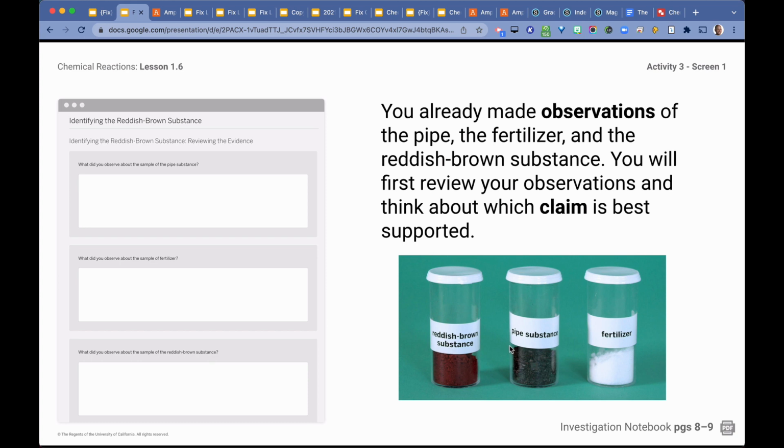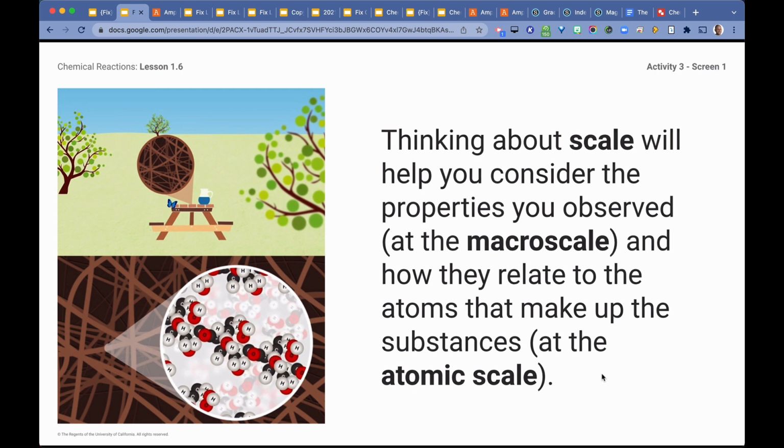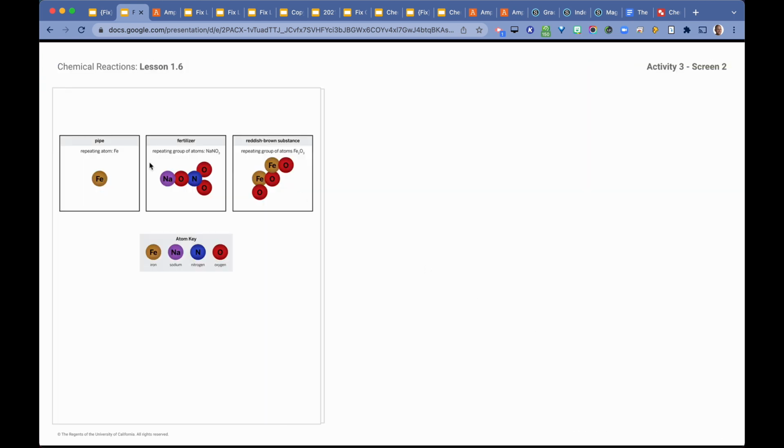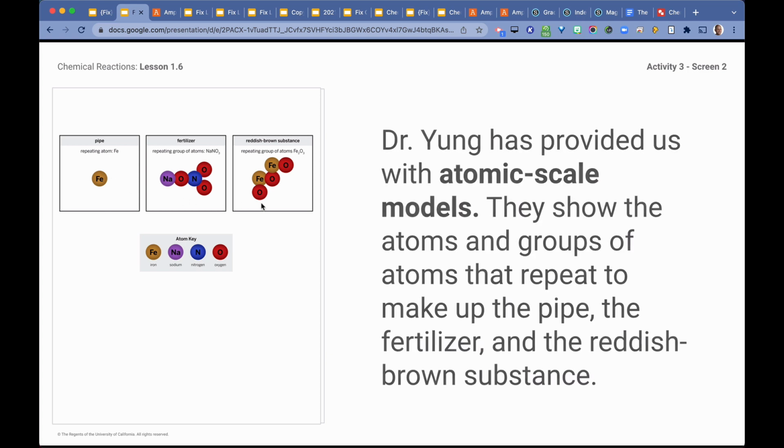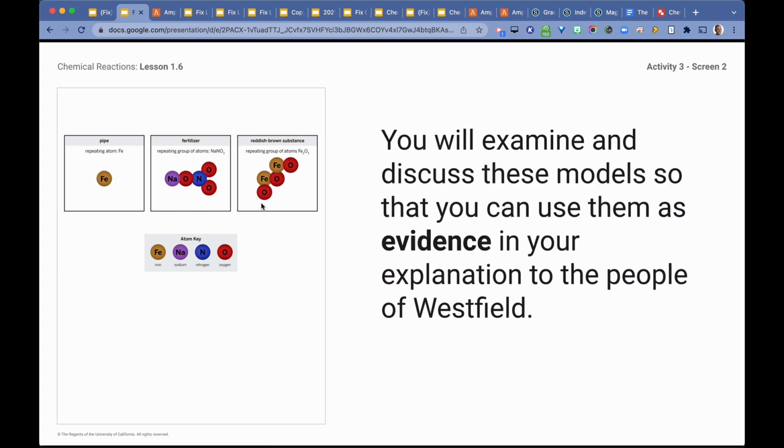They looked at the items at the macro scale with their own eyes, and they need to really focus on the colors of each of the substances. And then they looked at the substances at the atomic scale, and this is the atomic scale right here. What atom groups make up each substance? They had to use this as evidence in their explanation to identify the reddish-brown substance.